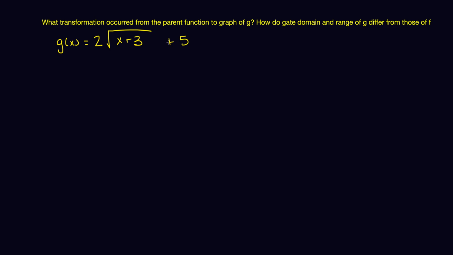So the first thing I'm going to do is identify all the transformations that occurred on my function. So I'm going to see, is there an a? Is there a vertical stretch or compression? And we do. We have the number 2. 2 is greater than 1, so this is a vertical stretch. Which really means that you're going to take your y value and multiply that by 2. So every y value you have, when we're looking at the graph, you're going to multiply that by 2.